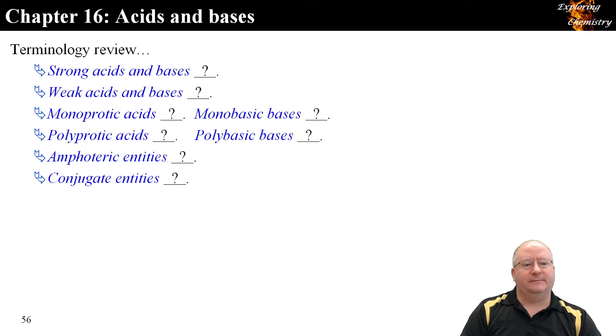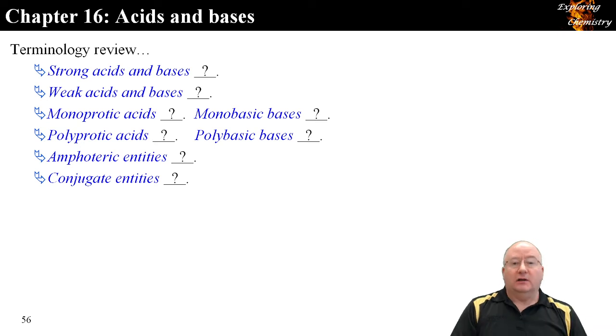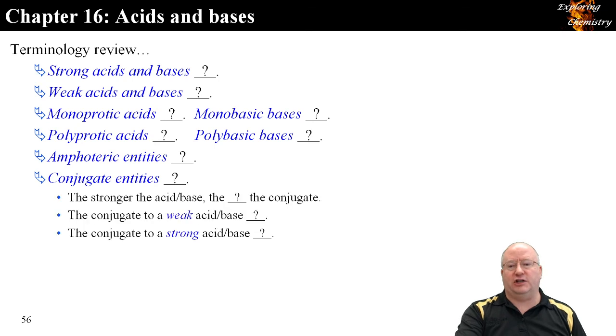Conjugate entities. Anyone? Can you give me an example of a conjugate entity? One accepts and the other donates. What do they accept and what do they donate, Sarah? Or anyone? Hydrogen ion. Excellent. So, quite literally, conjugate entities differ through the exchange of a proton. That's all it is. And Mark put up the example of acetic acid and the acetate ion, and all that differs is an H plus between the two.